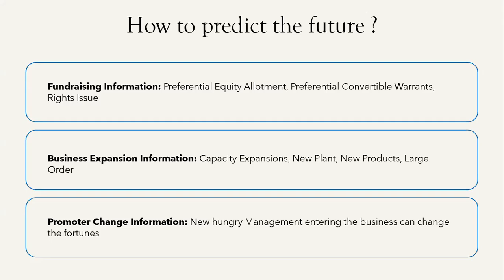There is no guarantee for anything in the stock market. You can increase capacity and still do badly. You can get a large order and still do badly. You can have a promoter change and still do badly. You can raise funds and still do badly. But the probability, the chance that you will do badly, is very less now.